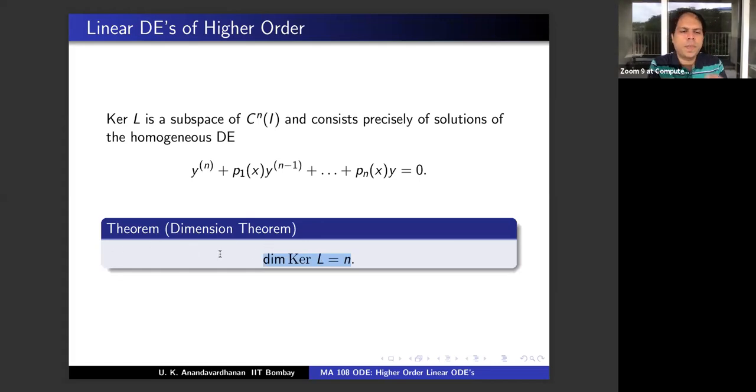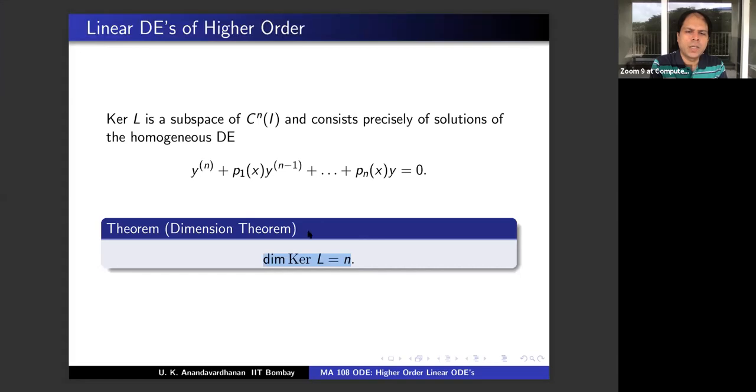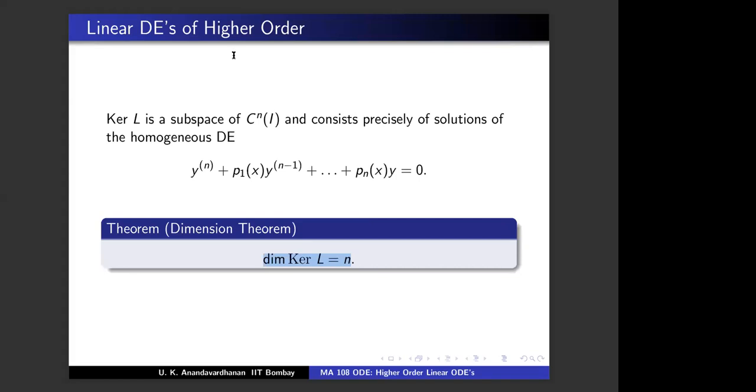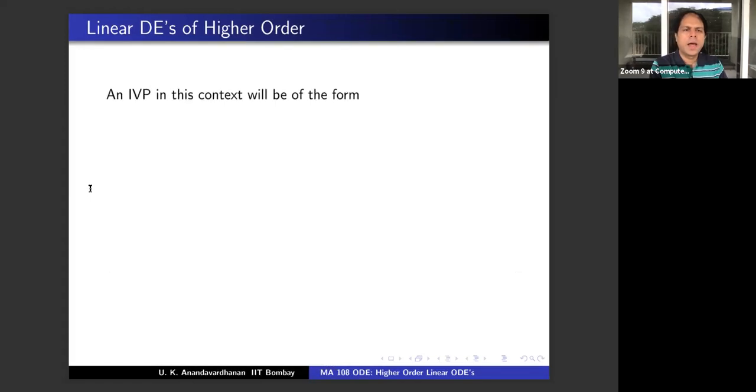So I haven't stated all the conditions. What are the conditions here? Having put it in standard form, all the coefficients are continuous. Having put it in standard form, very, very important. So the dimension is n, where n is the order. And the IVP in this context, you have already recalled.